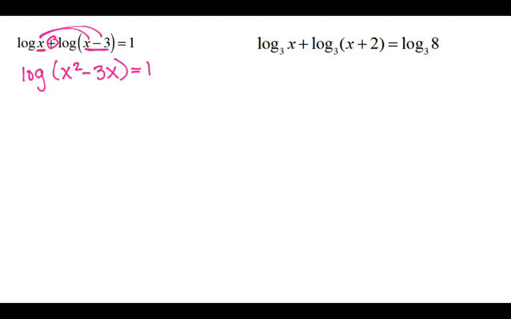Now if I look at this, I have log equals a number. That means I need to change it to exponential form. So my base, if there is no base, is a 10. And then I'm going to swing. So 10 to the first equals x squared minus 3x.